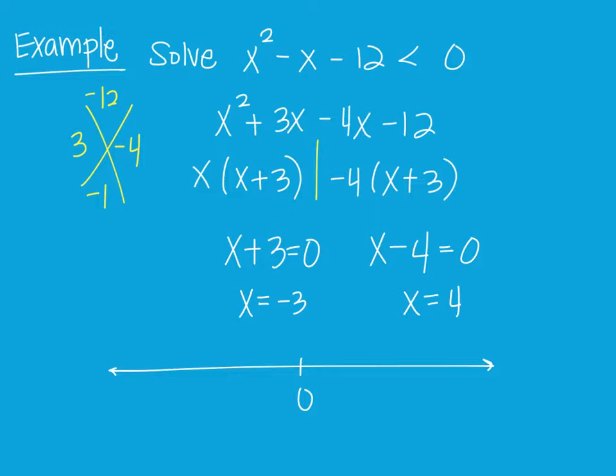On the number line, we'll find -3. We'll find +4. We will put open circles because the inequality did not include it. And then we have to shade. Then the question is always, do I shade in the middle or do I shade the 2 ends? It's less. And so less would be in the center.